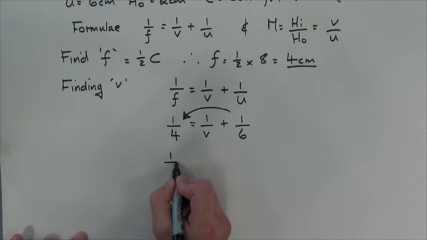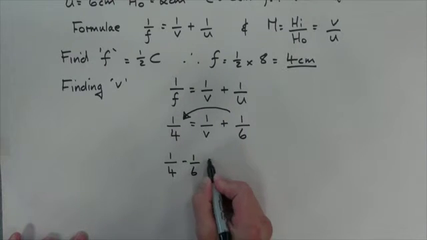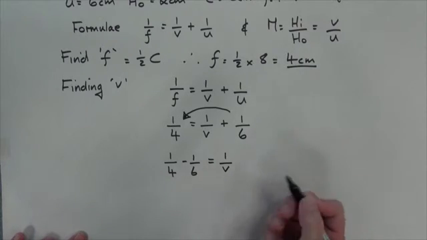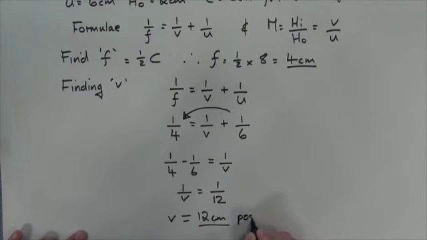So we get 1/4 minus 1/6 equals 1 over v. Remember, it doesn't equal v, it equals inverse v. So we solve the fraction, just flipping both sides round, and we get 1 over 12 equals 1 over v, which means that v must equal 12 centimeters. Because it's positive, it also means that the image is going to be real.